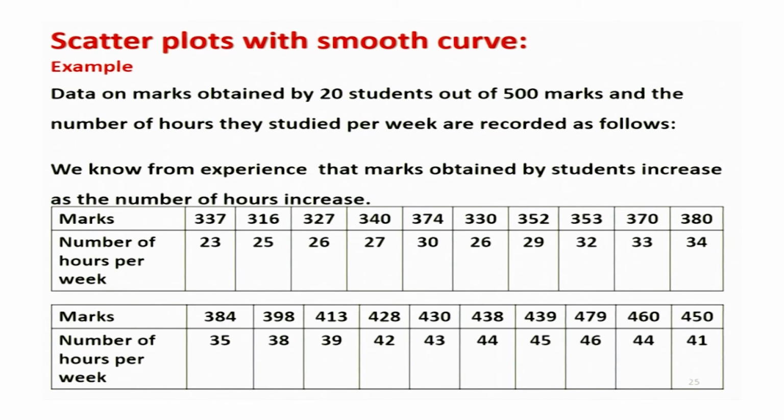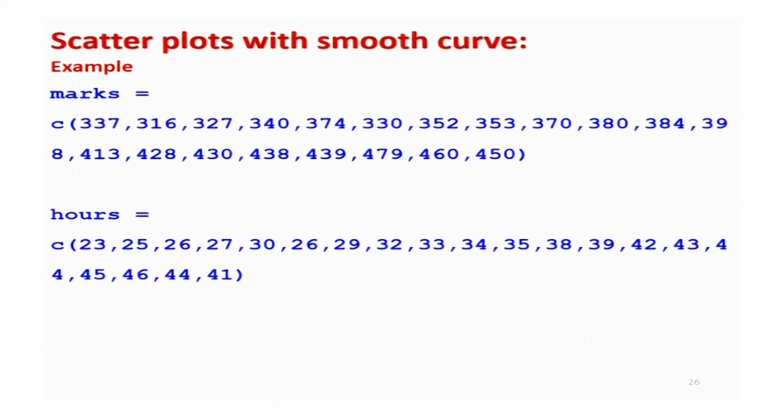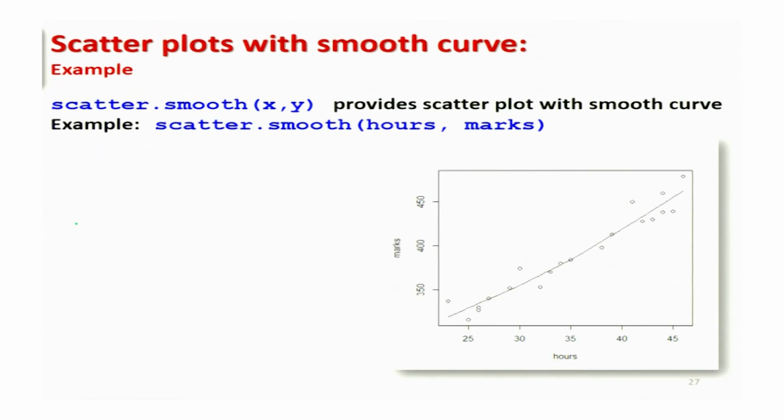I have just repeated this so that you can understand this is the same example. From this example where we have the marks and number of hours, which I have stored in these two data vectors, marks and hours, I will use the same data set and I will try to create a scatter smooth plot.